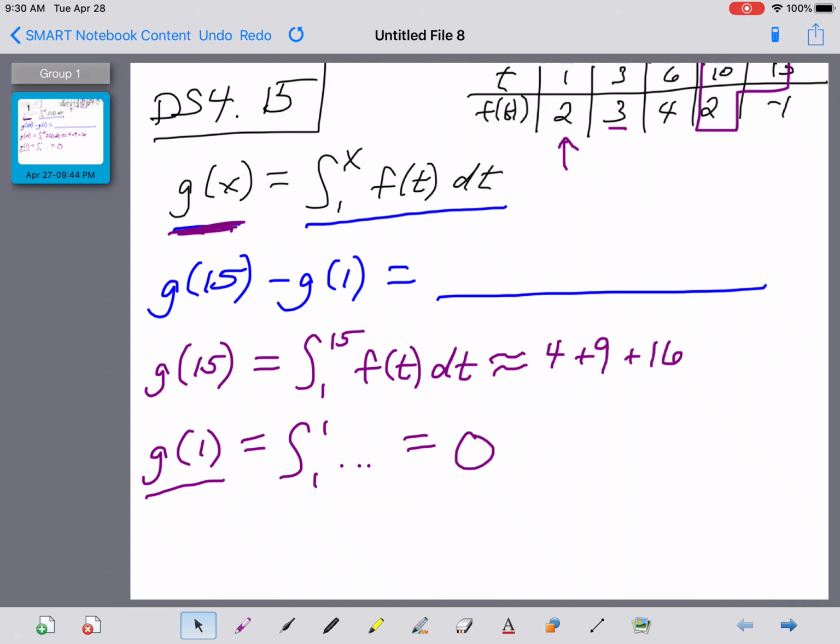And the final rectangle goes from 10 to 15, so it has a width of 5 and a height of 2. So we're going to add a 10 to that, and putting it all together, 4 plus 9 is 13, plus 16 is 29, plus 10 is 39, for our estimate for g of 15. So back to the problem itself, they wanted us to come up with the value of g of 15 minus g of 1. Well, g of 15 we approximated to be 39. G of 1 we knew for a fact was 0, and our answer is 39.